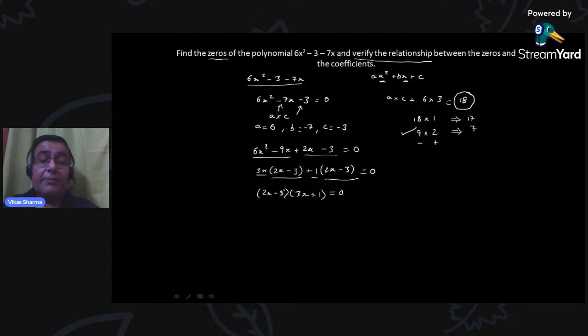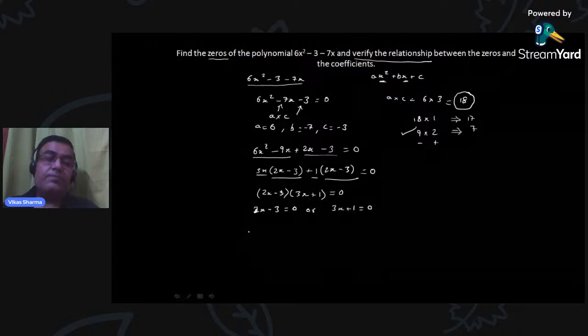Now if the product of these two is equal to 0, that means one of them is 0, because we know the property of 0, that the product of two numbers can only be 0 if either one of the numbers is 0 or both the numbers are 0. So that means we get either 2x minus 3 is equal to 0 or 3x plus 1 is equal to 0.